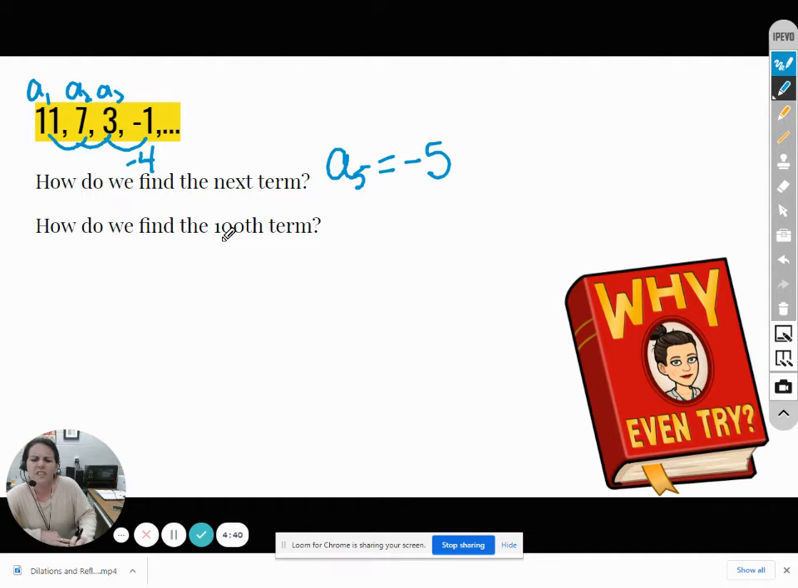So how do I find the 100th term then? Why even try, right? Who wants to sit here and list out all of these numbers, possibly make a mathematical error in one little thing, and get the entire problem wrong?